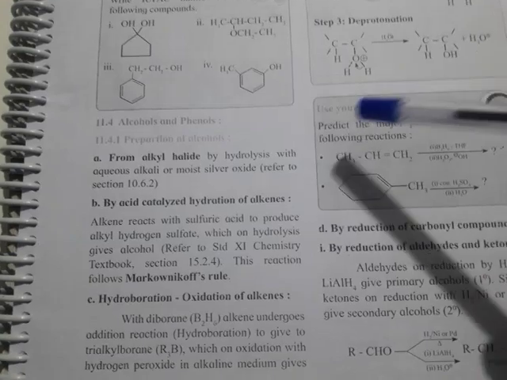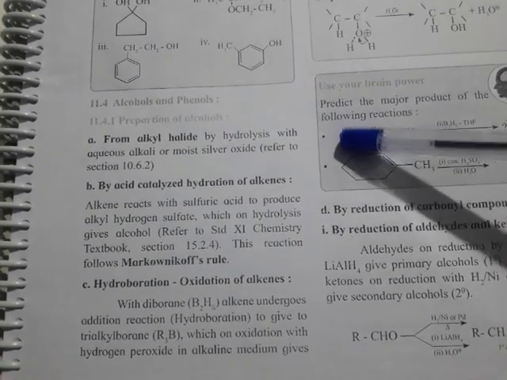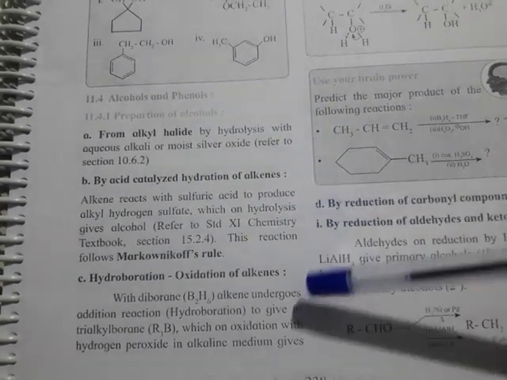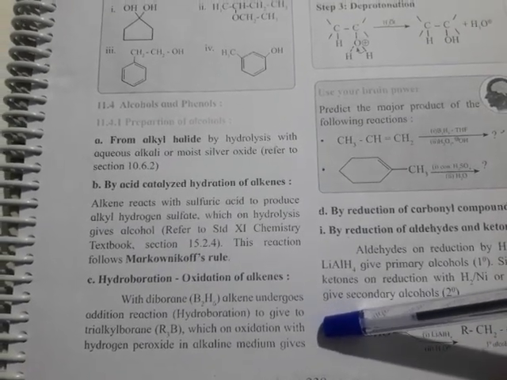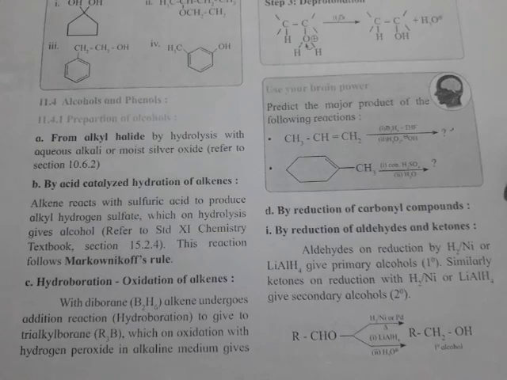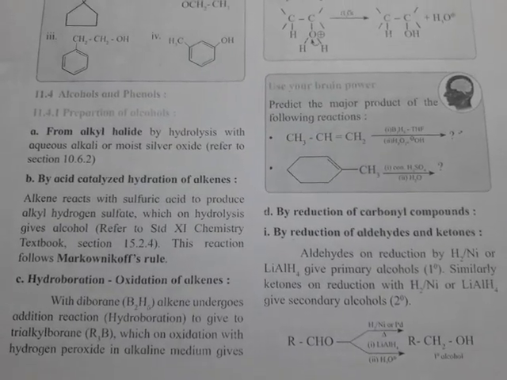These are three methods. You are familiar with these three methods. First, hydrolysis of alkyl halide. Second, hydration of alkene. And third is hydroboration oxidation of alkene. The next method is reduction of carbonyl compounds. We will discuss it in the next lecture.